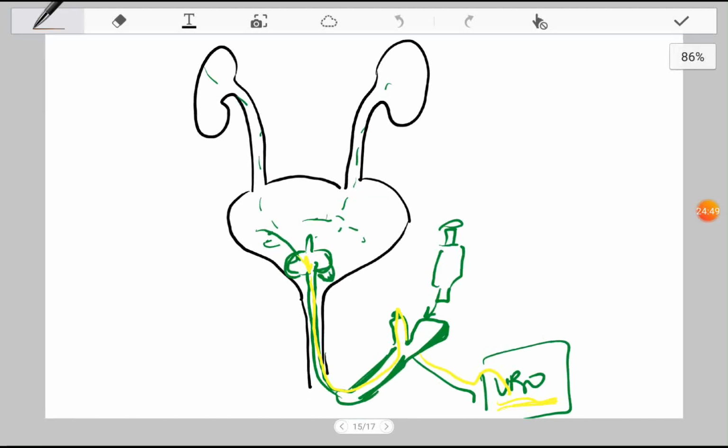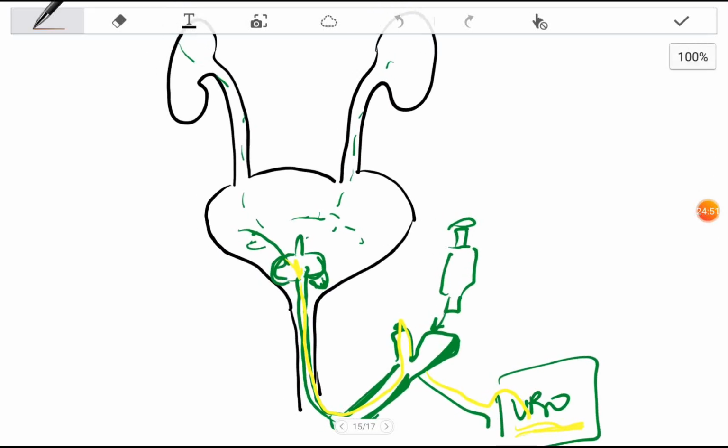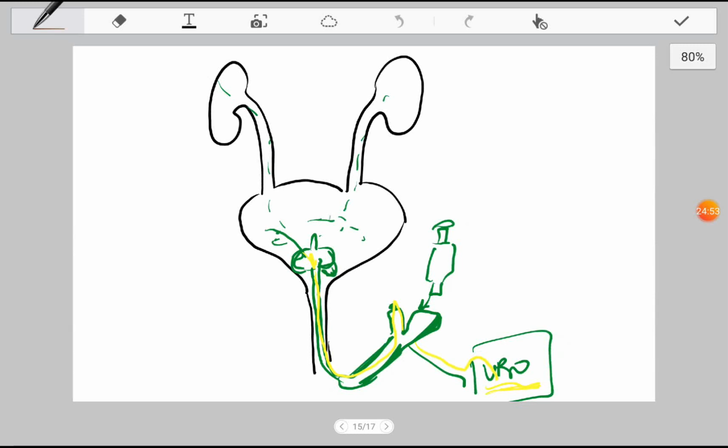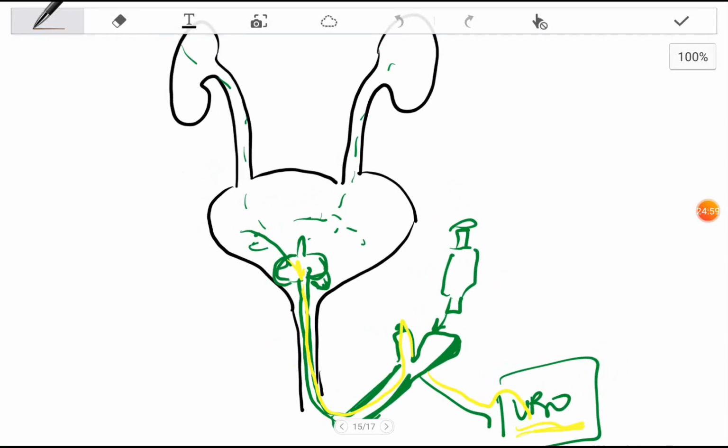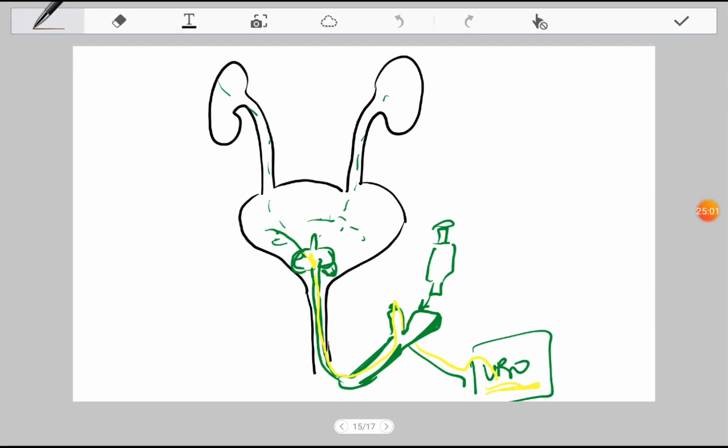So this is a very filthy and sluggish diagram which I have made. I should be given an award, right? Just kidding. So these are the kidneys. Then these are the passages. We are concerned with this right now: the bladder and the urethra.